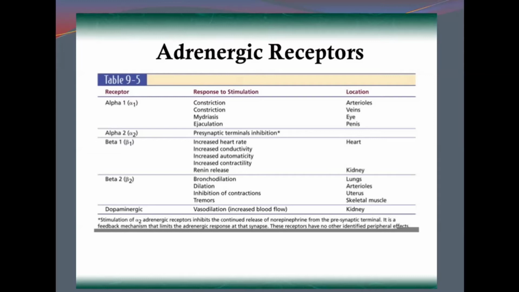Beta receptors: the beta 1 receptors have activity on the heart, and this system increases the heart rate, conductivity, automaticity and contractility of the heart, and also causes renin release from the kidney. While beta 2 receptors show action on lungs and cause bronchodilation, also cause dilatation of the arterioles, relaxation of the uterine muscle and tremors in the skeletal muscles. While the dopaminergic receptors cause vasodilation in the brain.